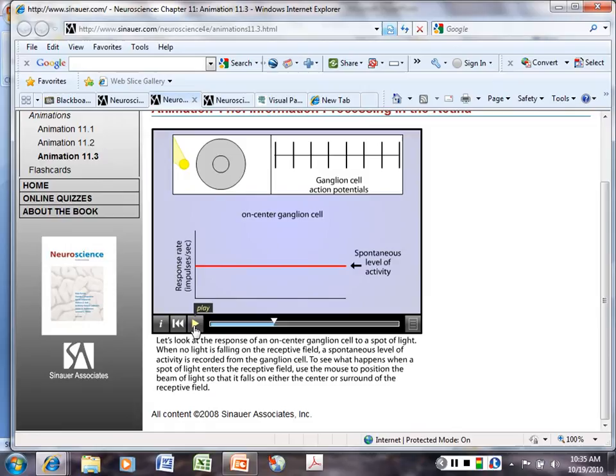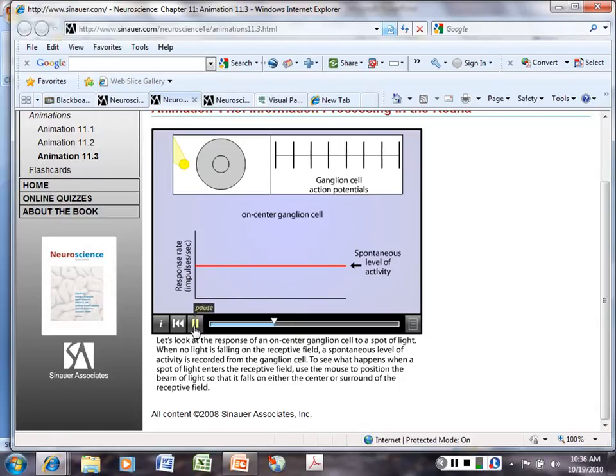The photoreceptor was suppressed, was hyperpolarized by light, but somewhere in the pathway that must translate, something's getting switched. Yeah, right. Something's getting switched, so the ganglion cell is getting activated by light.